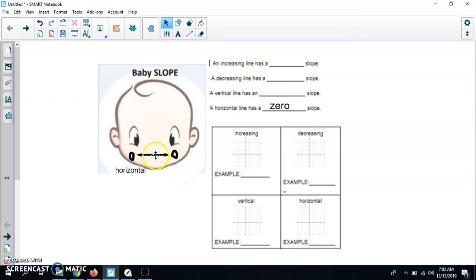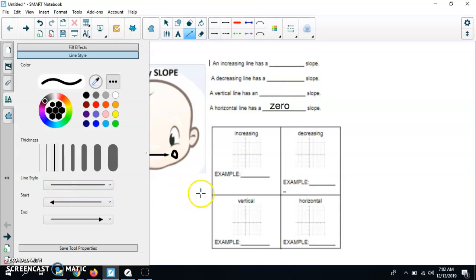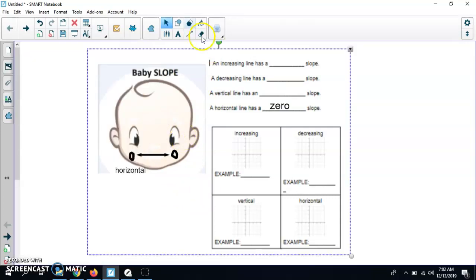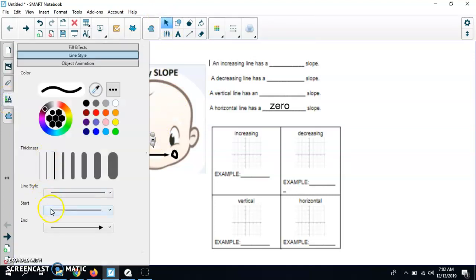The next thing we're going to do is his nose. Now for his nose, I'm going to do the same kind of line. I'm going to start with an arrow and end with an arrow. And I'm actually going to make a line that goes this way, a line that goes up and down. This poor baby, he's really going through it, okay? So a line that goes up and down, and then at either end I want to have an arrow, okay?